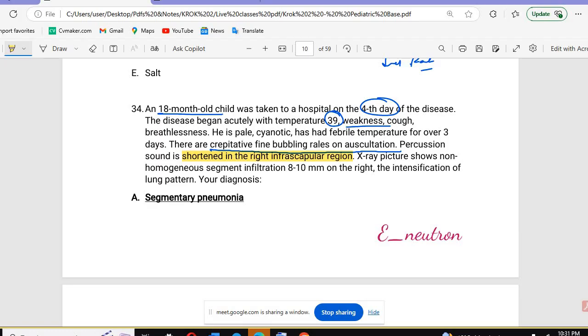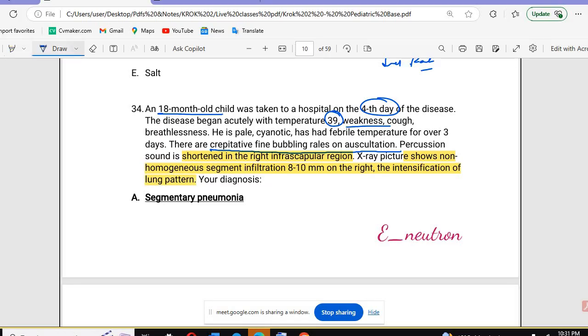So basically, if there is a diminished sound, you have pneumonia. Or the X-ray picture shows non-homogeneous segmental infiltration. What is non-homogeneous segmental infiltration? 8 to 10 mm on the right. The intensification of the lung pattern.